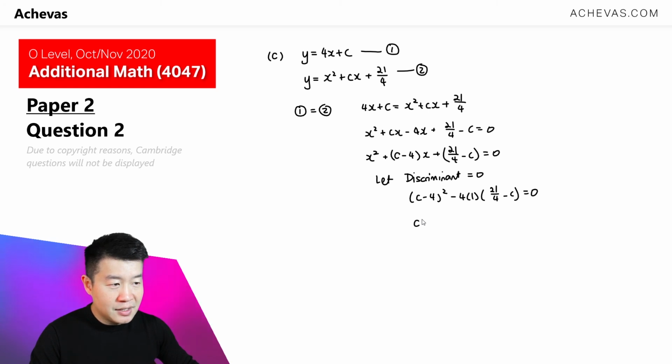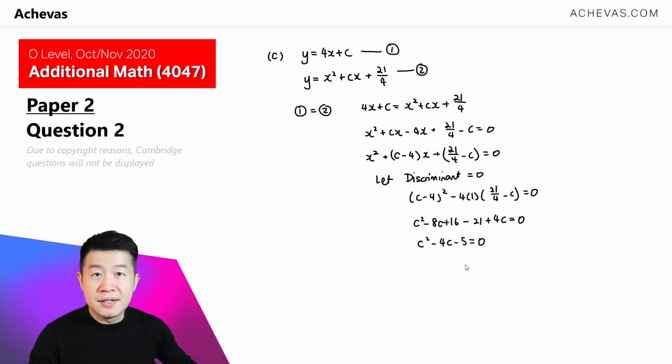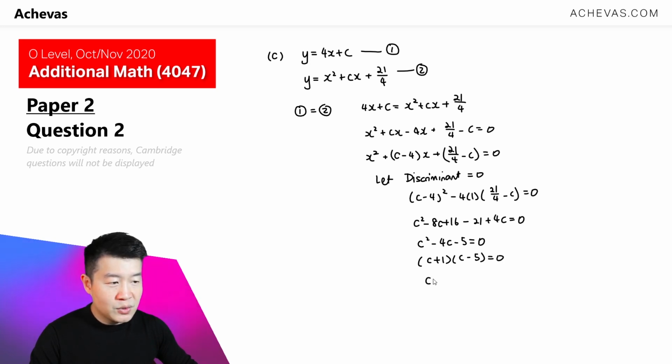So expanding this, it is c squared minus 8c plus 16. Then minus away this is going to be 21 plus 4c. This is equal to 0. So we'll get c squared minus 4c minus 5. This is equal to 0. Factorizing this, it is going to be c plus 1 and c minus 5. This is equal to 0. So c is going to be equal to minus 1 or c is equal to 5.